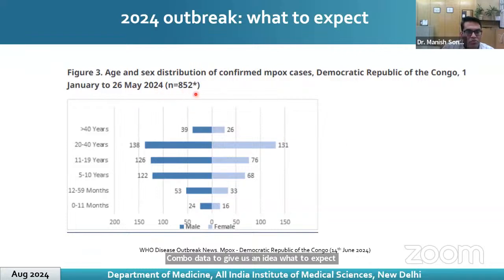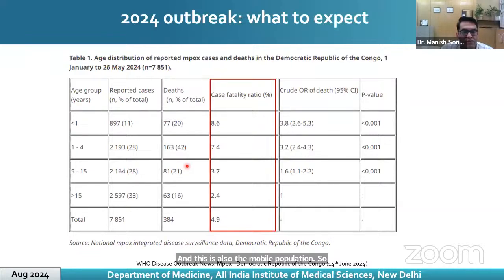So 852 patients in the first 5 months of the year. Predominantly, the age group being affected are children in terms of numbers, 5 to 10 years. So 5 to 40 years is the bracket where the majority of the cases are being reported. And this is also the mobile population. So isolation and all is going to be a challenge in this group of patients.